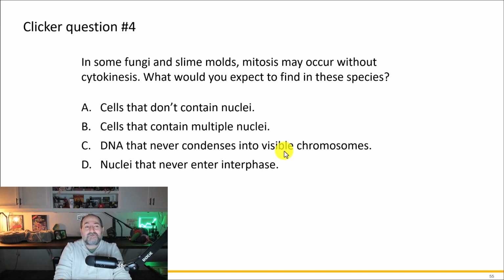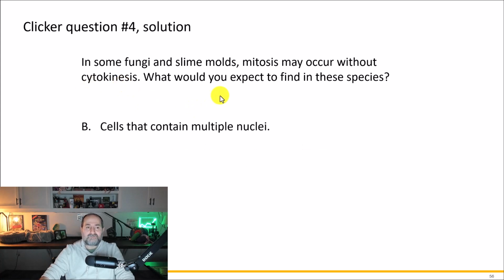And here we are at clicker question number 4. In some slime molds and fungi, mitosis may occur without cytokinesis. So that means that the nuclei can divide without the cell dividing. What would you expect to see in these species? It would be B, right? Cells that contain multiple nuclei, because we're copying the nuclei, but we are not dividing the cell. So B would be the correct answer here.